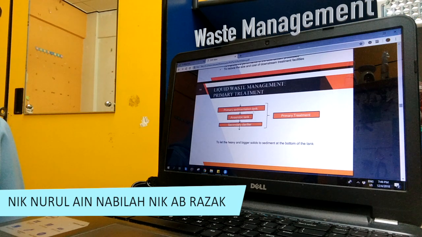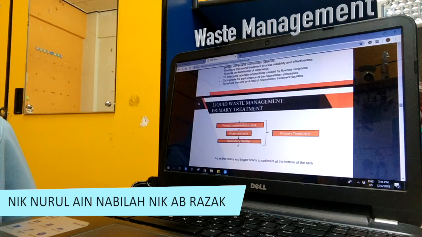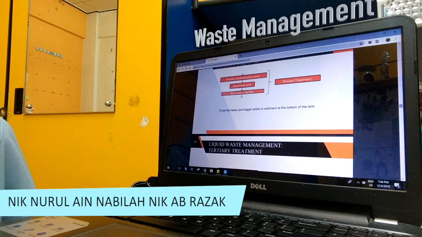primary sedimentation tank. Because we want to let the heavy and bigger solids sediment at the bottom of the tank. So this level of treatment is basically collecting the solid sludge from the wastewater before it is sent to the next treatment, which is secondary treatment, which has the anaerobic tank and a secondary clarifier.